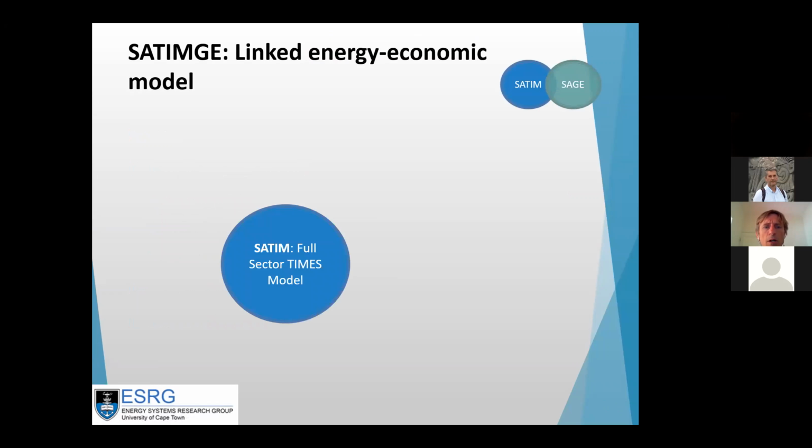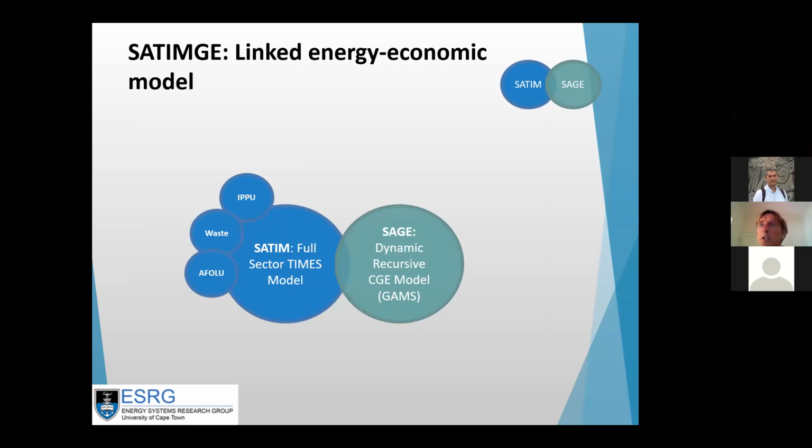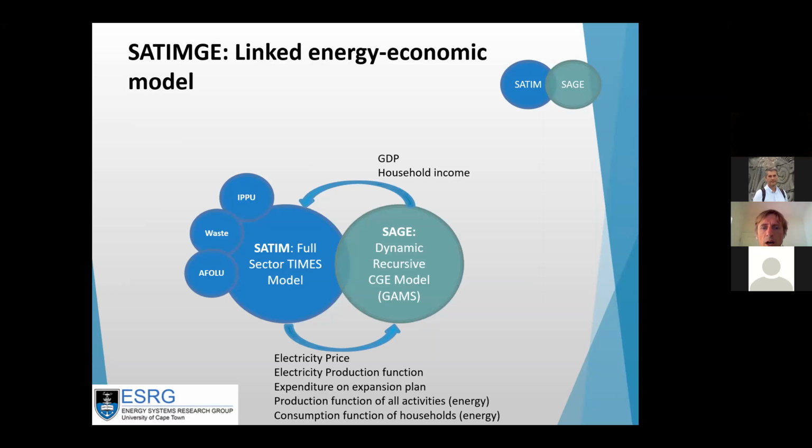So at the core, SATIMGE is made up of SATIM, the South African TIMES model, and SAGE, a dynamic recursive CGE model that we run in conjunction. And we've recently expanded the framework with waste and value submodels, where the IPPU is now integrated in the TIMES model. So we run the model iteratively to test energy and climate policy.